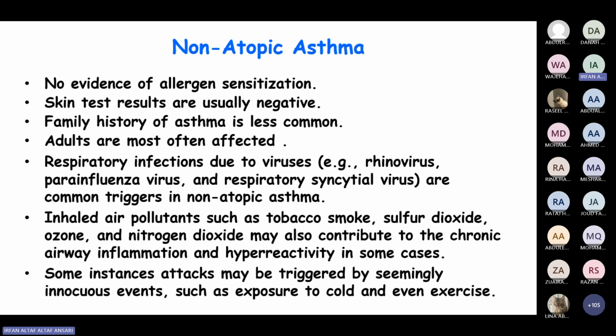The other type, which is least common, is known as non-atopic asthma. There is no evidence of any allergy or sensitization. So there is no allergy, no sensitization, so the skin test usually will be negative. Family history of asthma is less common. There may be some positive family history, but not as strong as in atopic asthma. As you see, atopic asthma begins in children. Non-atopic is usually seen in adult patients.